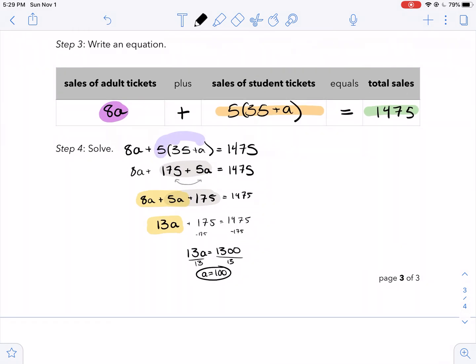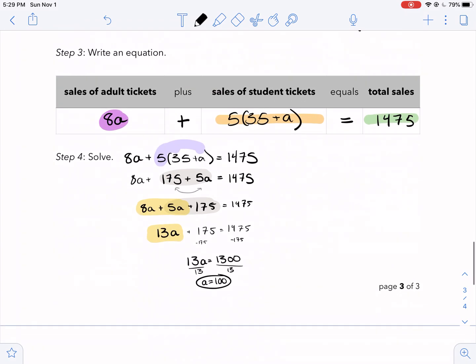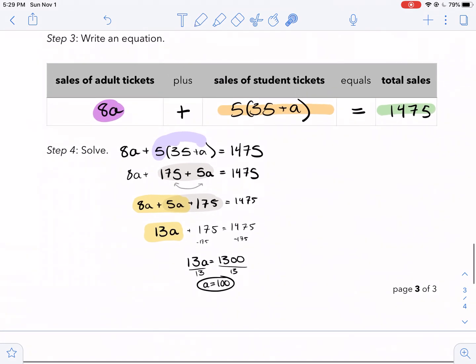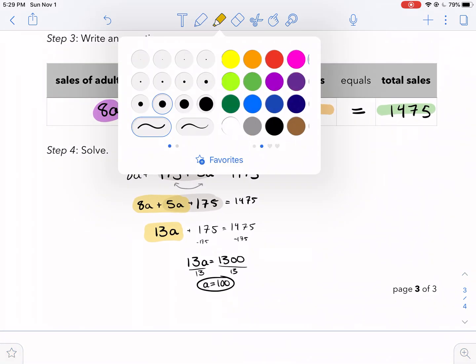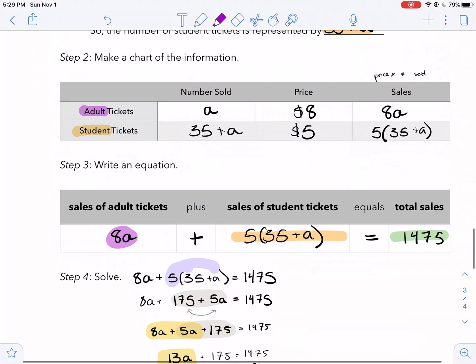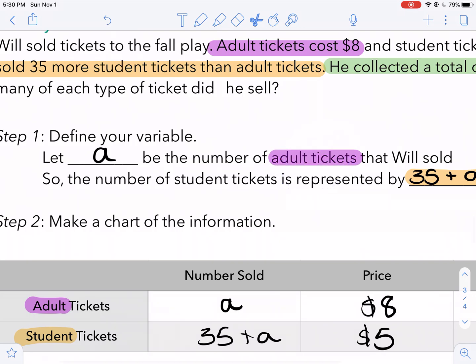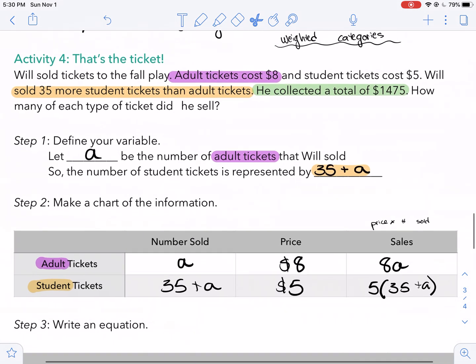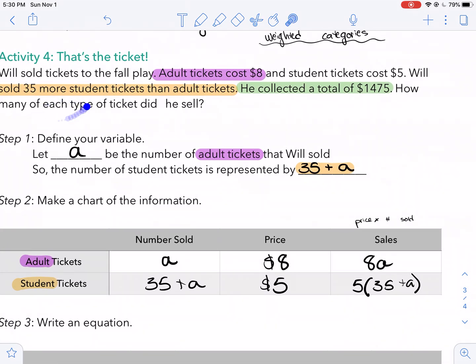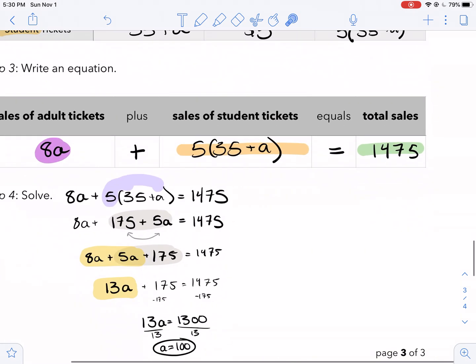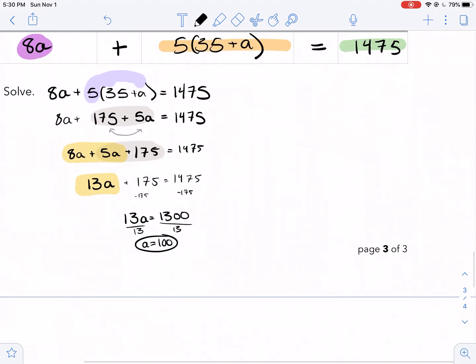So did he sell 100 tickets? No. Remember what A was? Go all the way back up here. A is the number of adult tickets, and we need to find how many of each type he sold. So he sold 100 adult tickets.